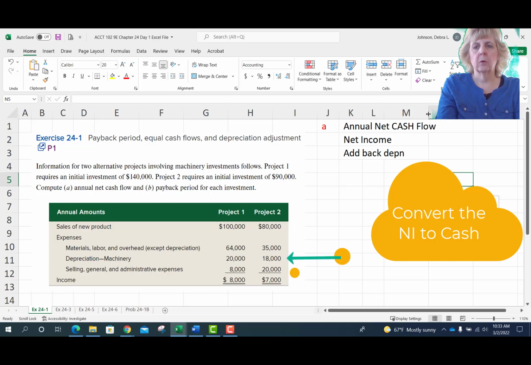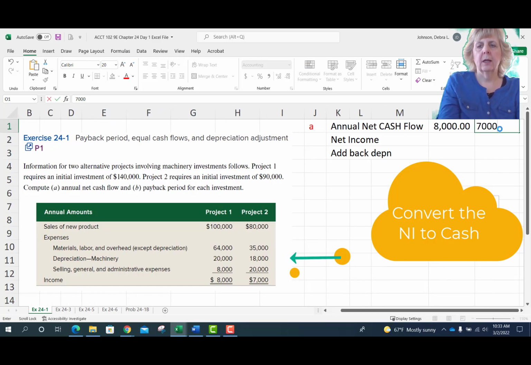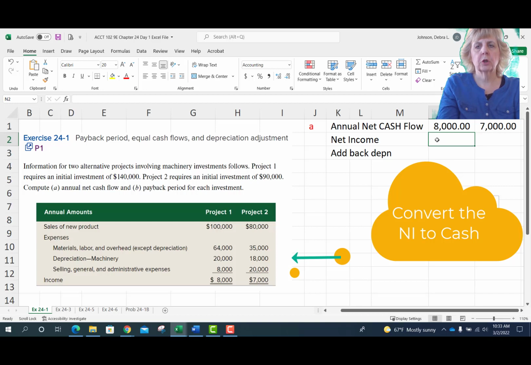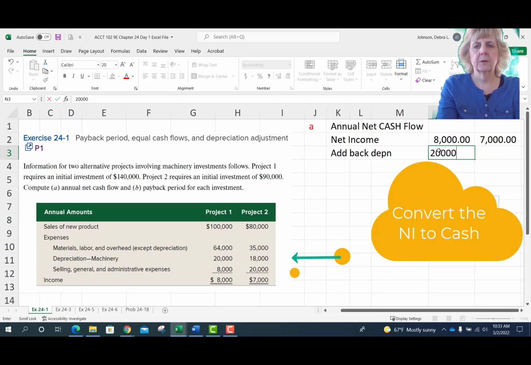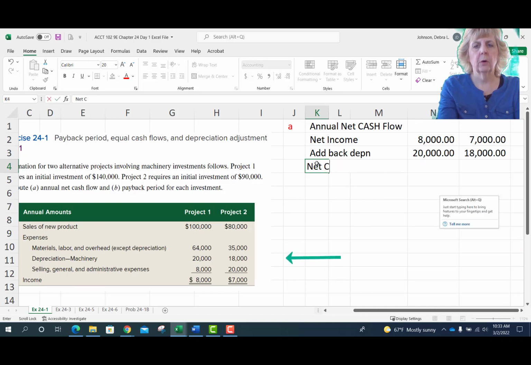And let me give myself a little bit more room here. The annual net income for that first investment was $8,000. For the second investment, it was $7,000. And we're going to add back the non-cash item. Let me move this down. Sorry about that. The non-cash item was that depreciation line item. I'm going to add it back on the first investment, add it back on the second investment, and we just converted our net income back to the net cash flow, which is needed for the cash payback.